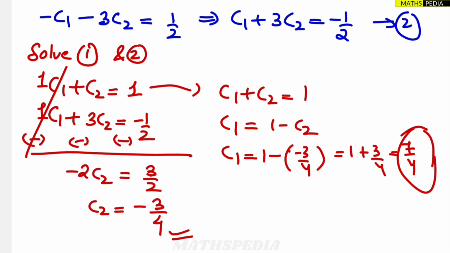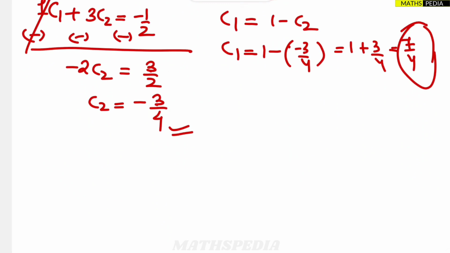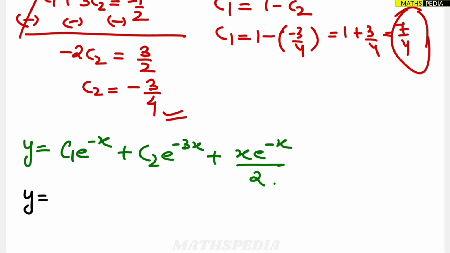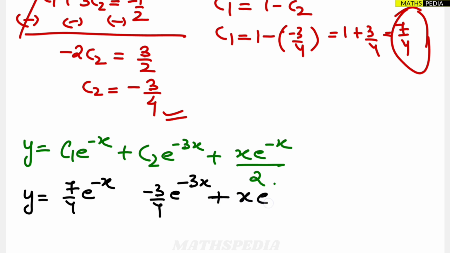Now after getting C1 and C2, you can directly substitute in the general solution, which is y is equal to, in this you can see C1 value is nothing but 7 by 4 into e power minus x, plus C2 value will be minus 3 by 4. So you can remove this plus sign. So minus 3 by 4 e power minus 3x plus, now here there is no C1 C2 value, so x into e power minus x by 2. Okay, this is the final answer.